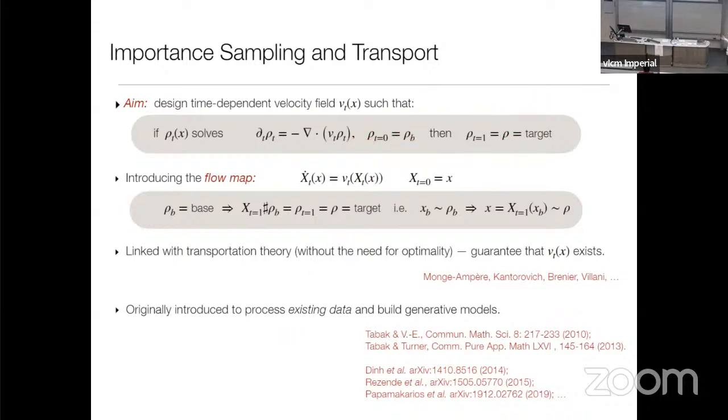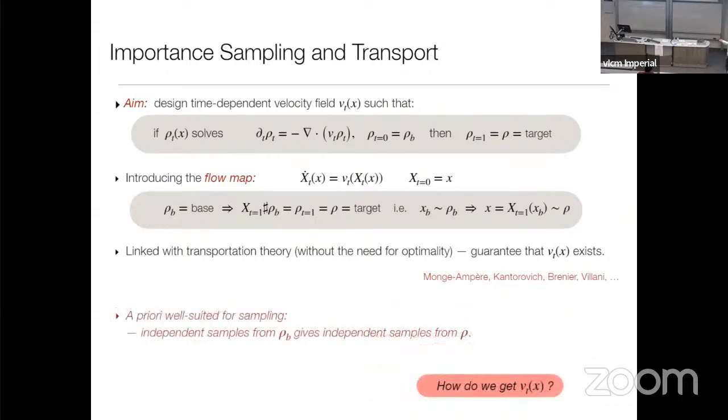They are generative models. But a priori, even if you have no data, and this is the case that we're going to be mostly focusing on, this is well suited for sampling, since if you manage to construct such a velocity field, then independent samples of your base give you independent samples of your target, which is the ideal case scenario. Okay, so of course, the main question is how do you get V?